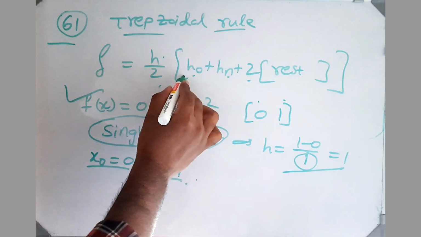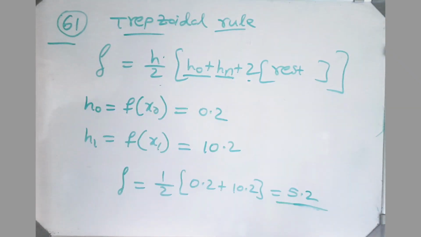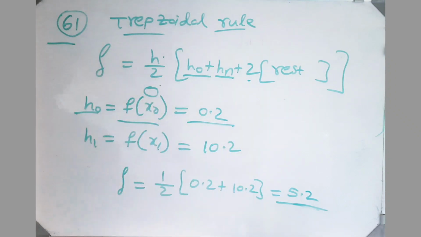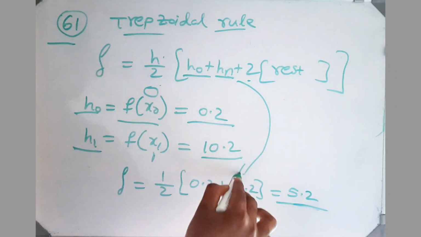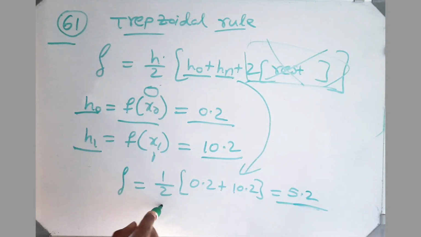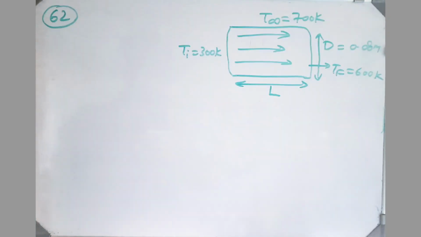Now we need to find f0 and f1 by substituting these values in the given function. Friends, f0 is nothing but f of x0, which is nothing but f of 0, which is 0.2, and f1 is equals to f of 1, which is 10.2. So after substituting in this formula, since there are no more extra terms, we won't use this. So 1 by 2 into 0.2 plus 10.2 gives us the answer 5.2.